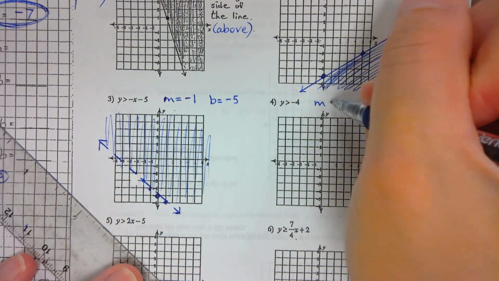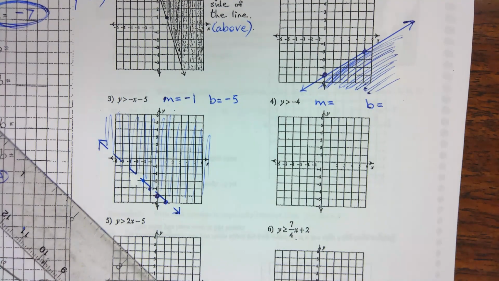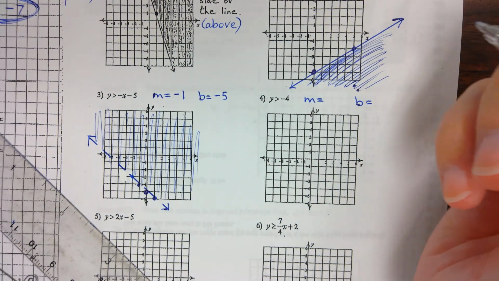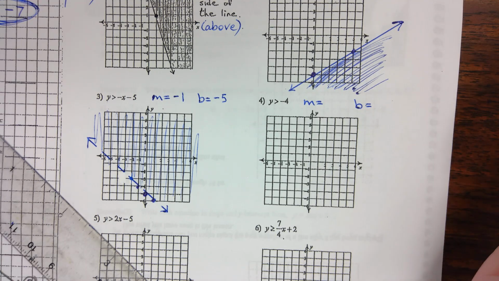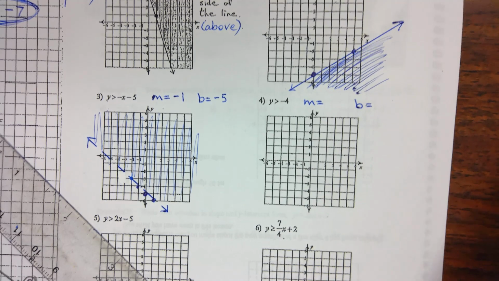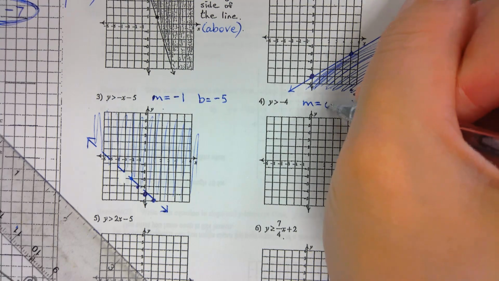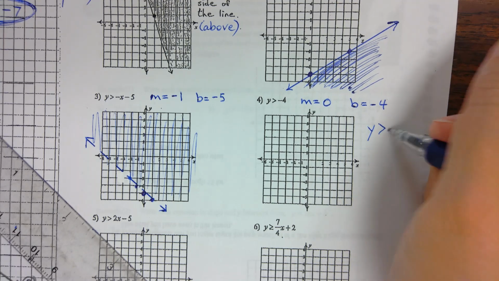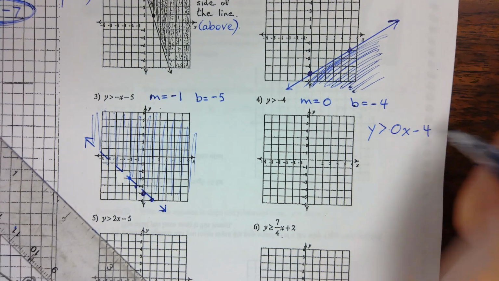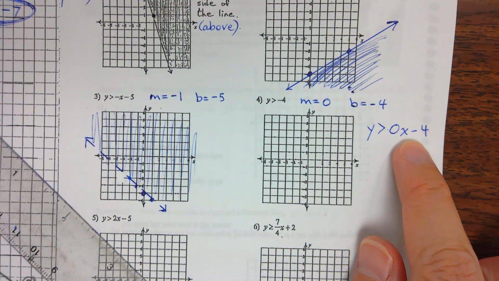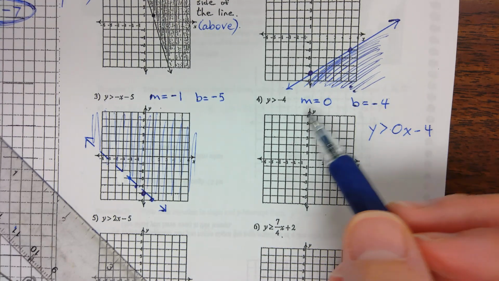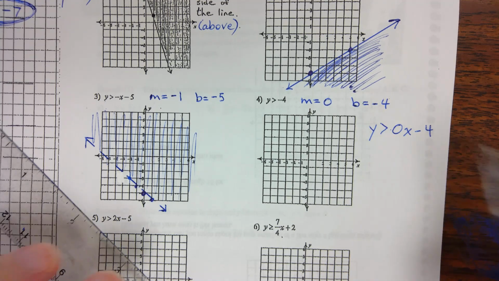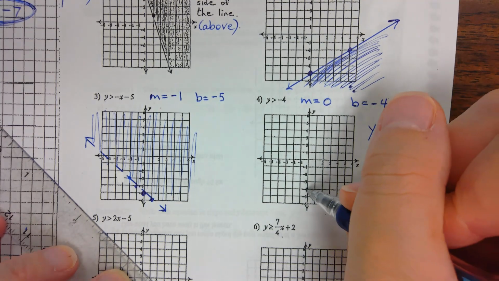Okay, last example. What's m? What's b in this case? Y is greater than negative 4. M is 0, and b is negative 4. I can rewrite this as 0x minus 4. Notice there's no x, which means it's 0x. So I still plot the negative 4.